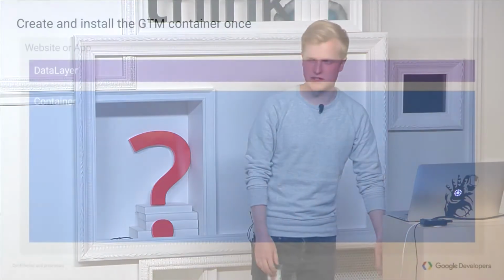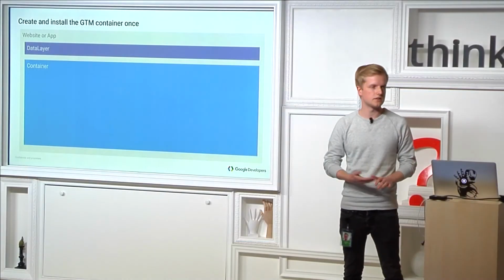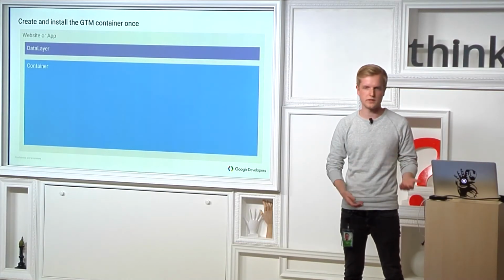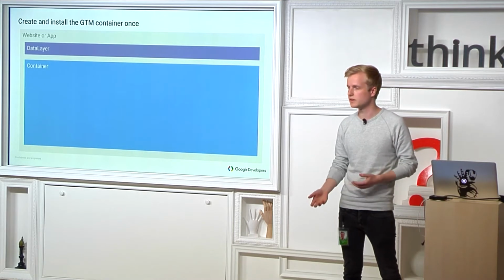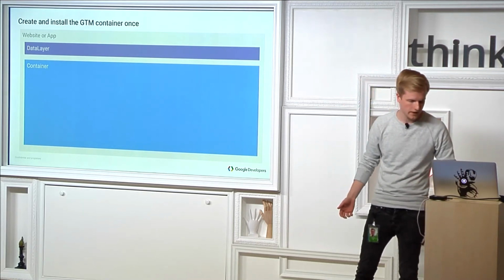The way to do that would be, we would start with the data layer, and we would create a container. A container is basically the most fundamental part of your Google Analytics account. You set up a container, and in that container, you configure whatever tag you want to fire, and when you want to have it fired.